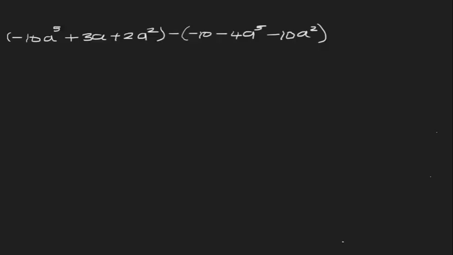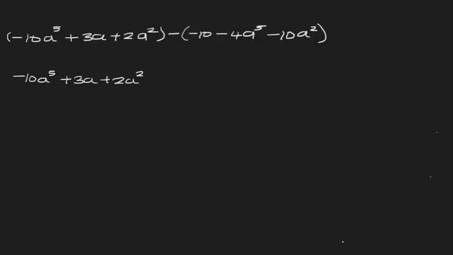So in the next question, we take the terms in the first parenthesis as they are. So we're going to write down negative 10a to the power of 5 plus 3a plus 2a to the power of 2.